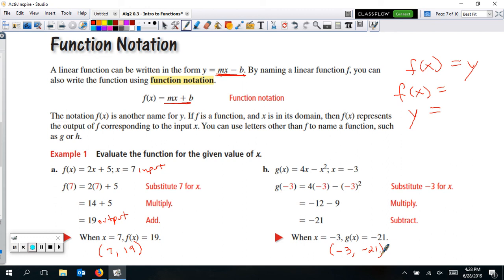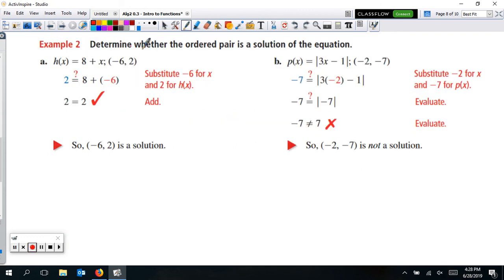All right, here's a couple more. Determine whether the ordered pair is a solution to the equation. So now it gives you an ordered pair, which is going to give you an x number and a y number. And what you want to do here, if h of x is the y, so y is going to go for h of x. So this is basically your h of x on this one. Now it's going to go here too. And then -6 is the x that goes there.